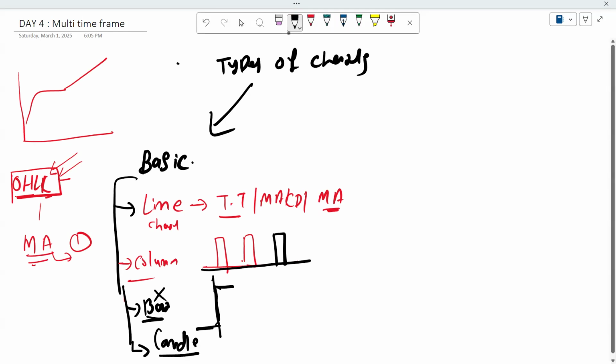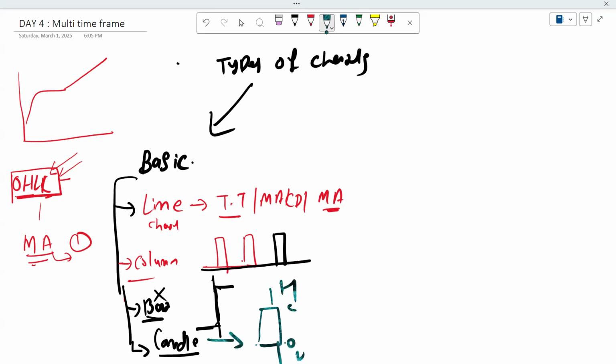And fourth, the very famous one, is the candlestick chart. We have already discussed the candlestick chart, how candles look. This shows the high, this shows the closing price, open price, and low. This is the candlestick chart we use to denote all the four data of a stock. Okay, OHLC data.